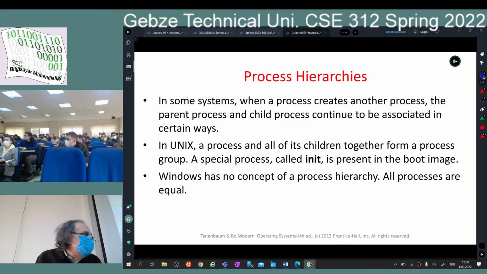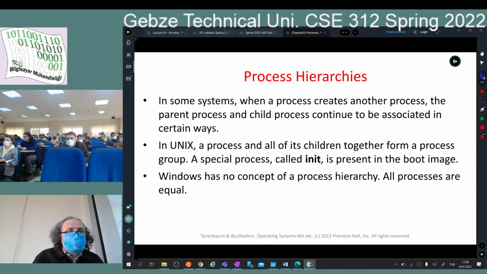Erhan just said if the parent process dies, the initial process adopts the child process. If the child process dies, the parent process dies. The init process adopts them.